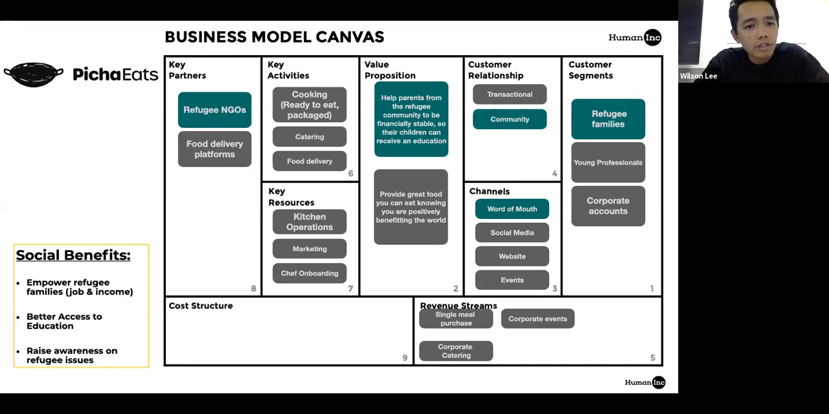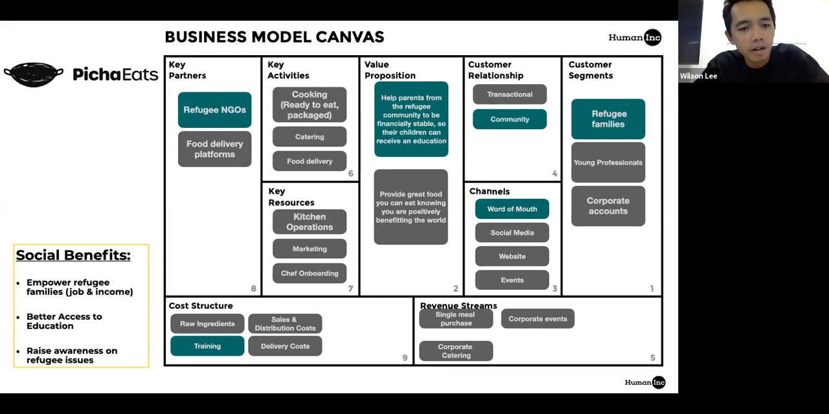And looking next at key partners, you've obviously got refugee NGOs and your food delivery platforms like Foodpanda and Grab. And finally, the cost structure. What's the cost that goes into all this? It's your raw ingredients to buy the food, the sales and distribution costs, your marketing costs, typically your delivery costs, and of course, the training that goes with it for your employees as well as refugee families.